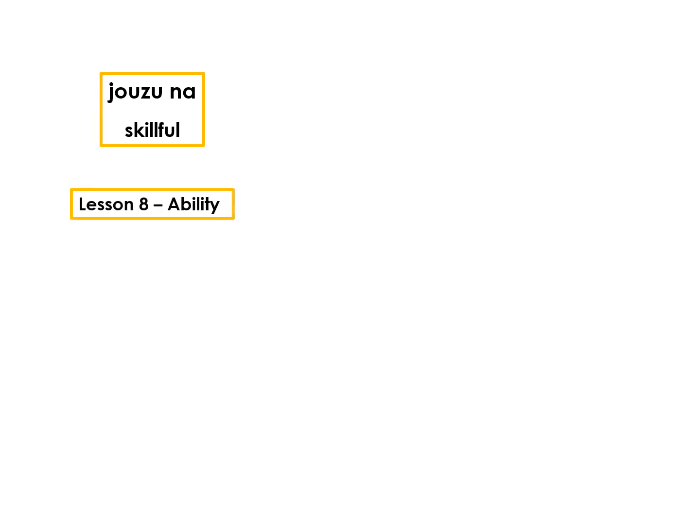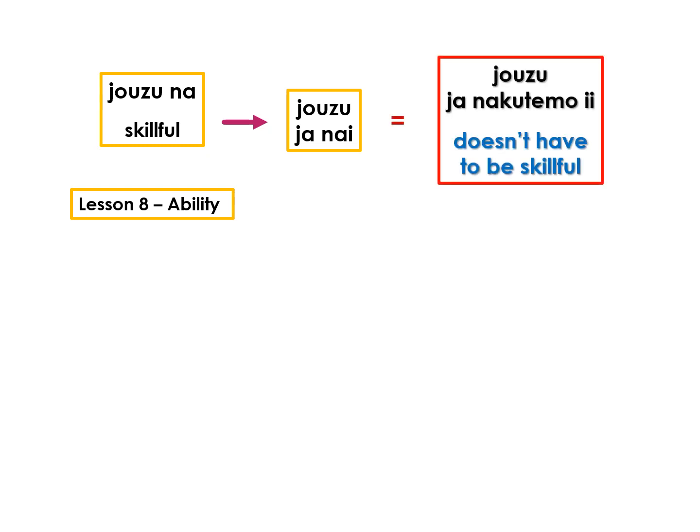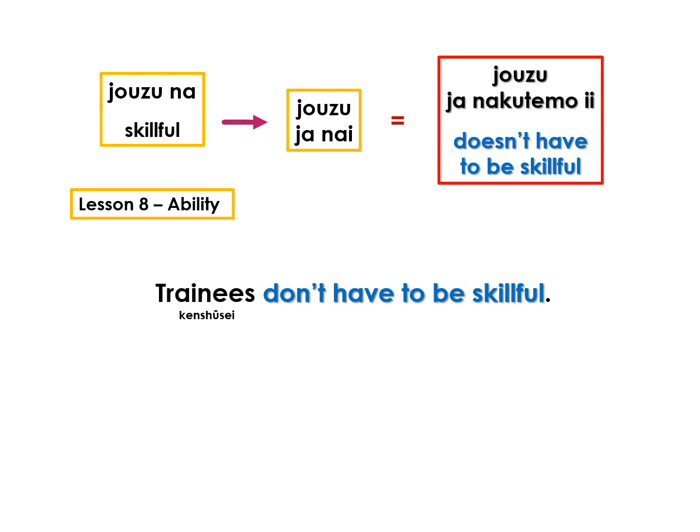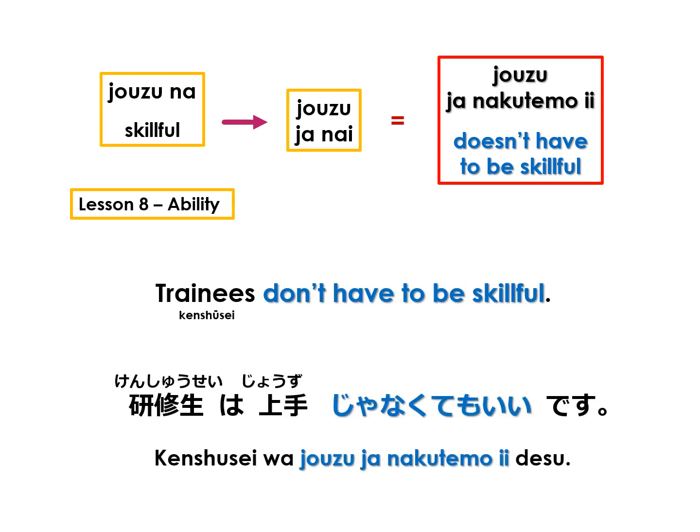上手な means skillful or good at. We first encountered this na-adjective back in lesson 8 on expressing ability. Its nai form is 上手じゃない or 上手ではない. That transforms to 上手じゃなくてもいい or 上手ではなくてもいい, which means doesn't have to be skillful. Trainees don't have to be skillful. In Japanese, 研修生は上手じゃなくてもいいです or 研修生は上手ではなくてもいいです。Now let's look at noun examples.